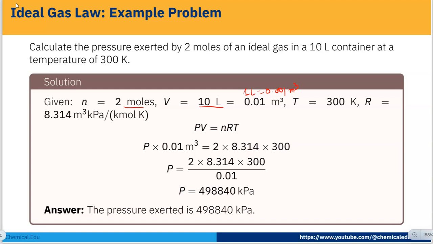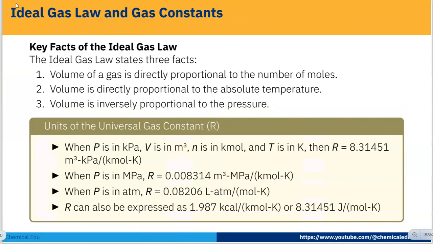Now R is meter cube kilopascal per kilomole Kelvin. Now we know that from the ideal gas law PV is equal to nRT, so we have to calculate P. V is given 0.01, n is 2, R is 8.314, T is 300. Now if we do the calculation, then we will get P as 498840 kilopascal. So pressure exerted is 498840 kilopascal.